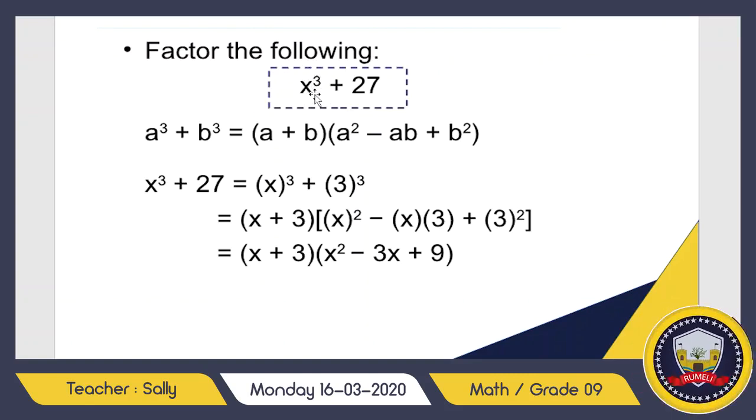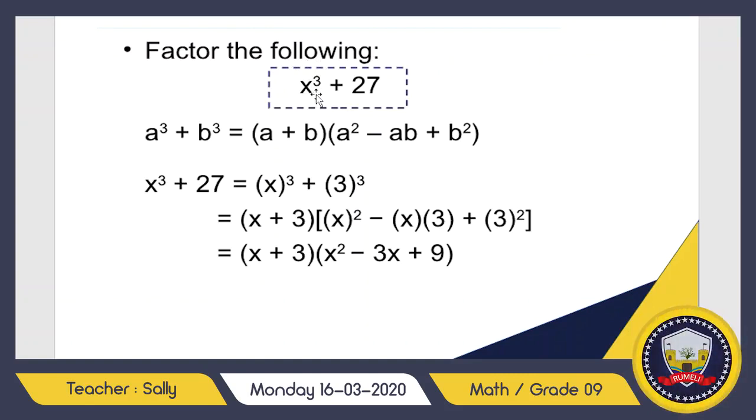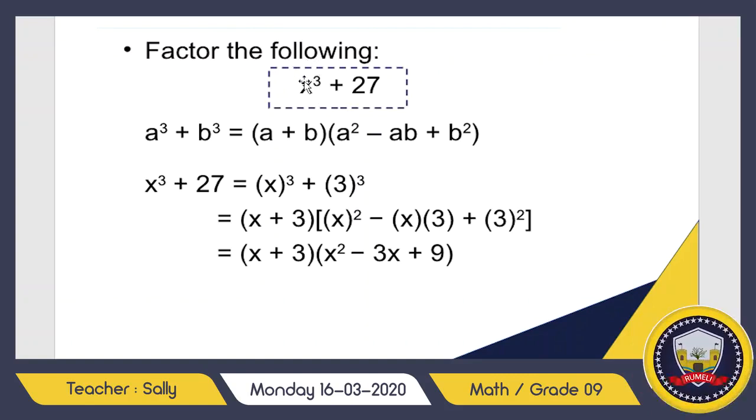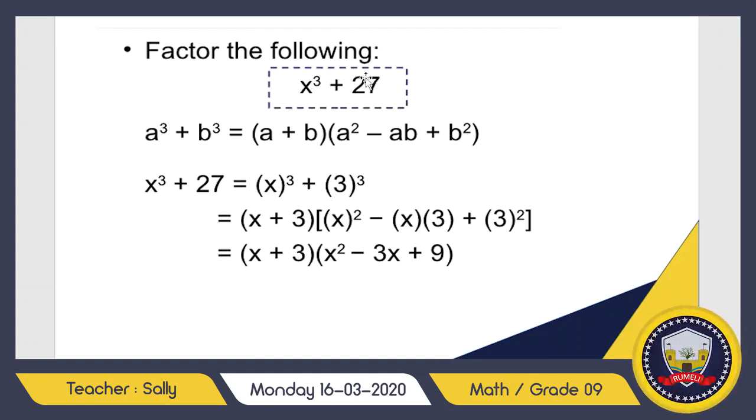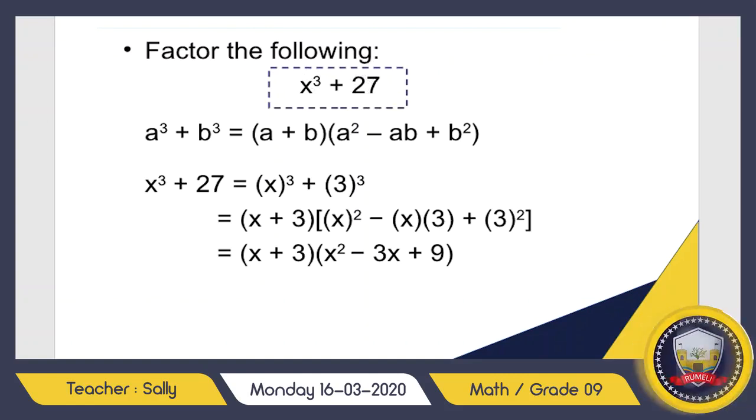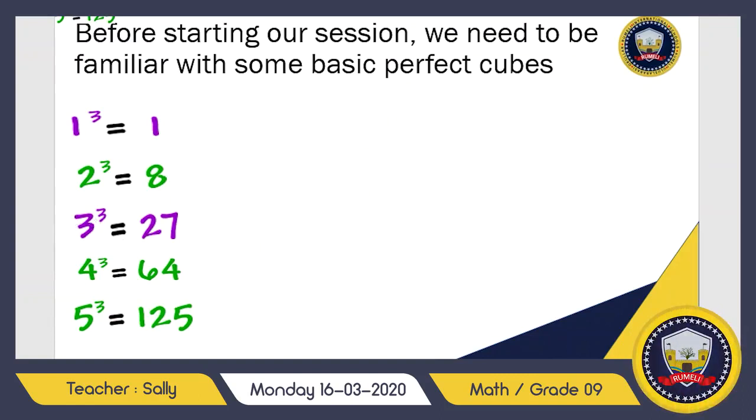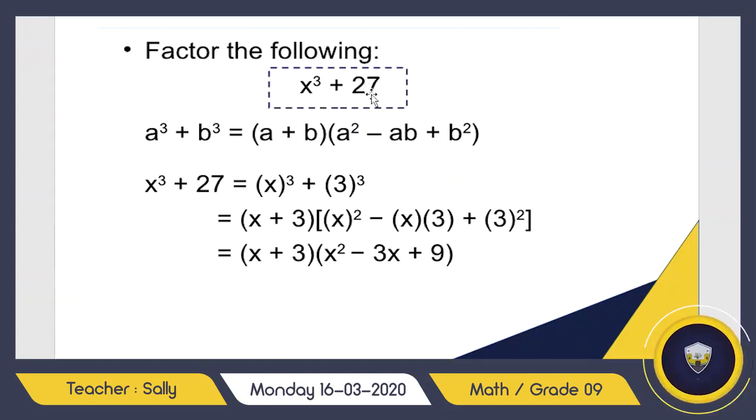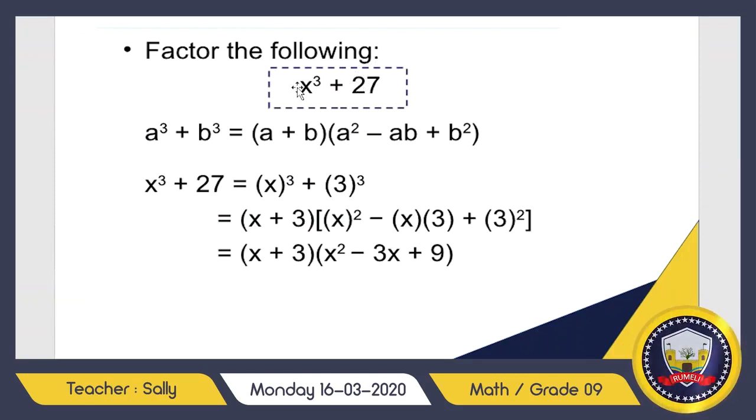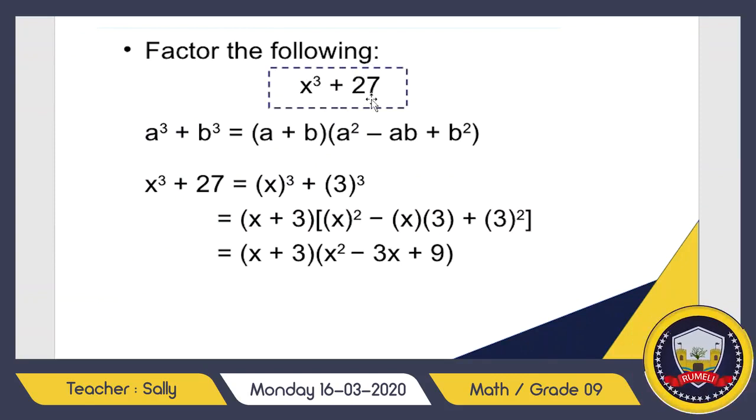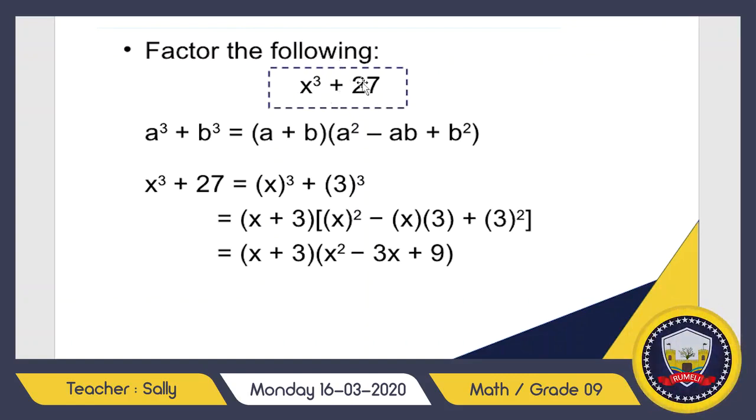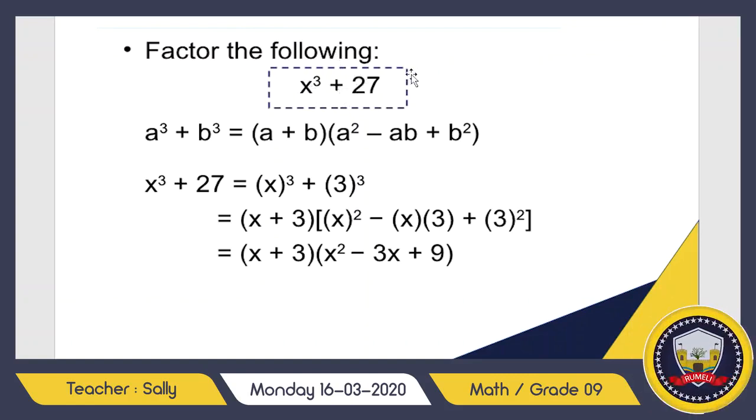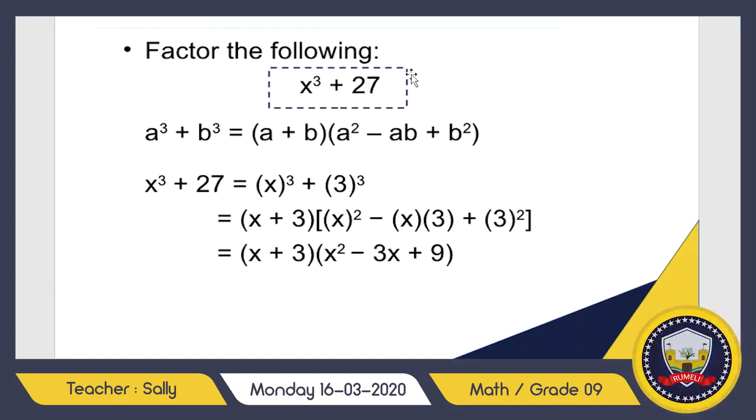Then I check both terms. The first term, does it have a cubic root? Yes, because the cubic root of x to the power of 3 is x. And the second term, does it have a cubic root? We've already covered that 3 to the power of 3 is 27. So 27 has a cubic root, because if I multiply 3 by itself 3 times, it will give me 27. The cubic root of 27 is 3. So now these two terms have cubic roots, and this binomial is going to be solved by factorizing sum of two cubes.